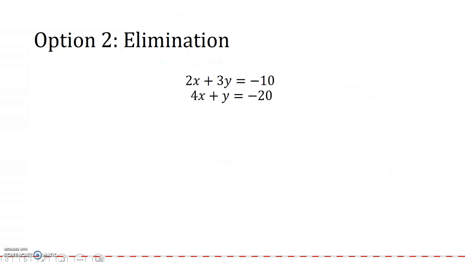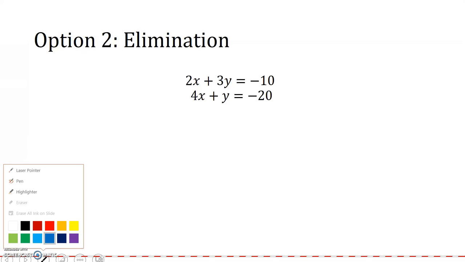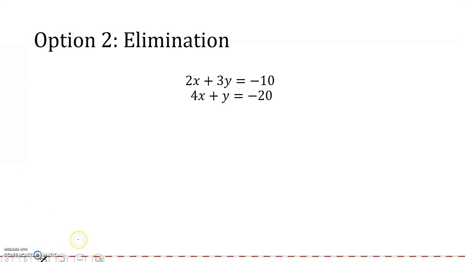Now let's work on elimination. Think about the word eliminate. When you're eliminating, you're trying to get rid of a variable. I often think that elimination is a little bit faster than substitution, but it does require a little bit of outside the box thinking. So looking at these two equations, this is the same example as before, but we're going to apply the elimination method.